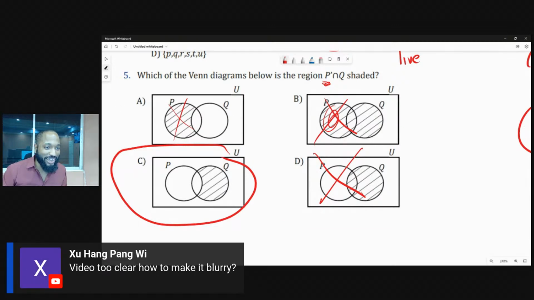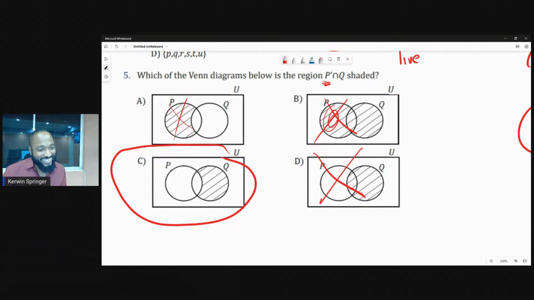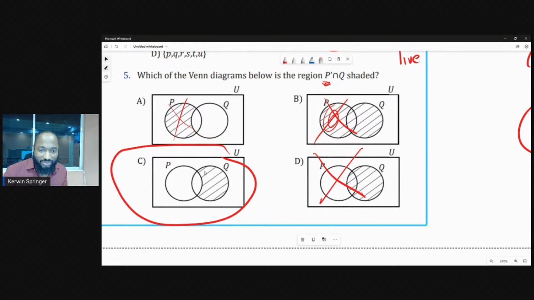Somebody said the video is too clear. How to make it blurry. So yeah, this is how you're doing it, Talia. This is C. So y'all understand that?